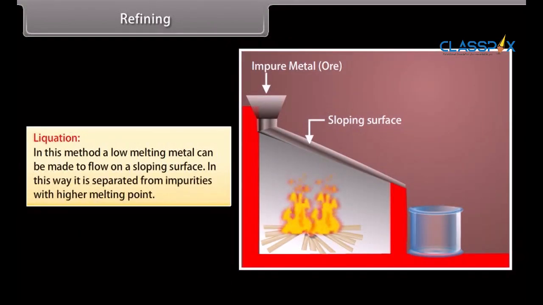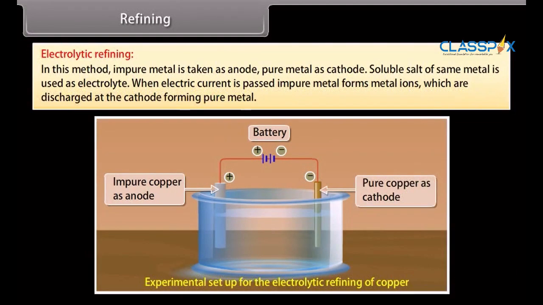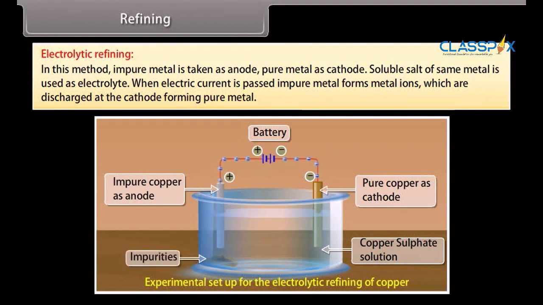Liquidation. In this method, a low melting metal can be made to flow on a sloping surface. In this way, it is separated from impurities with higher melting point, for example, tin. Electrolytic refining. In this method, impure metal is taken as anode, pure metal as cathode. Soluble salt of the same metal is used as electrolyte. When electric current is passed, impure metal forms metal ions, which are discharged at the cathode forming pure metal. For example, copper, zinc and aluminium.